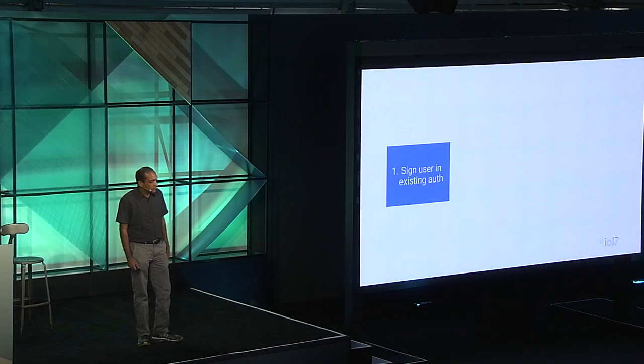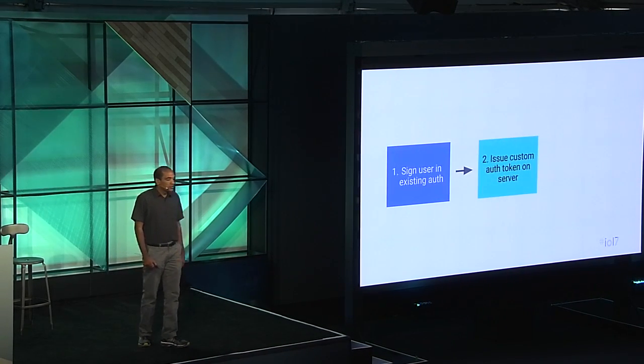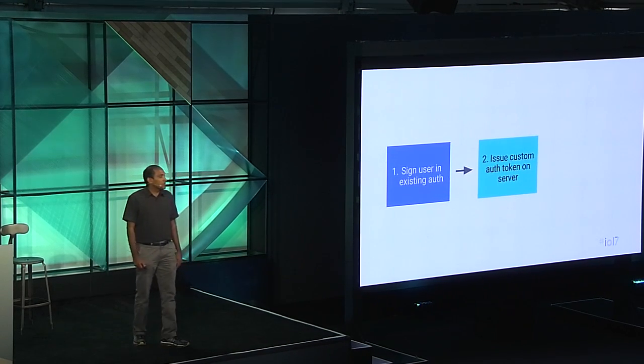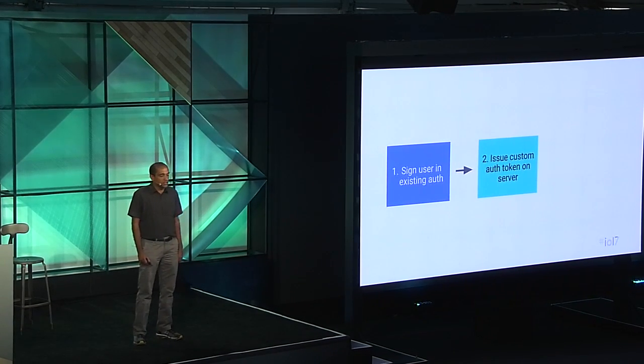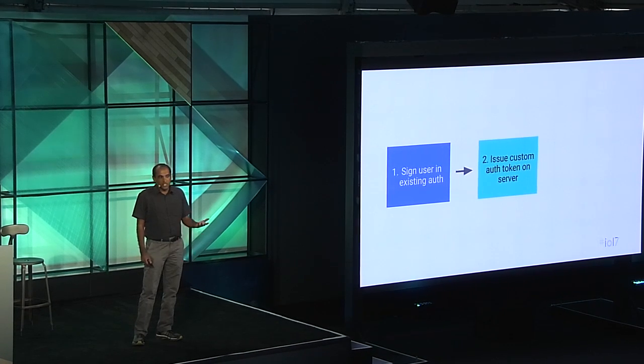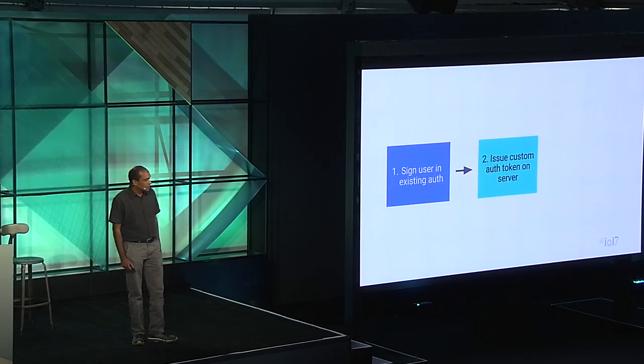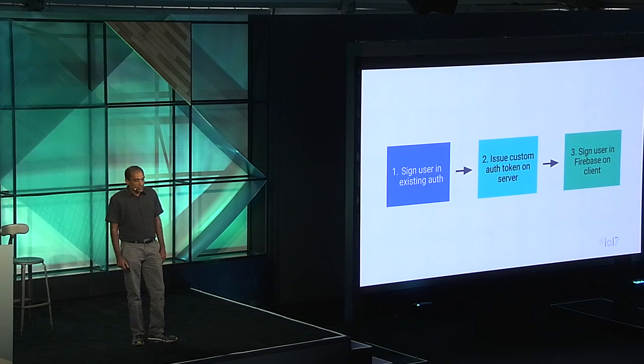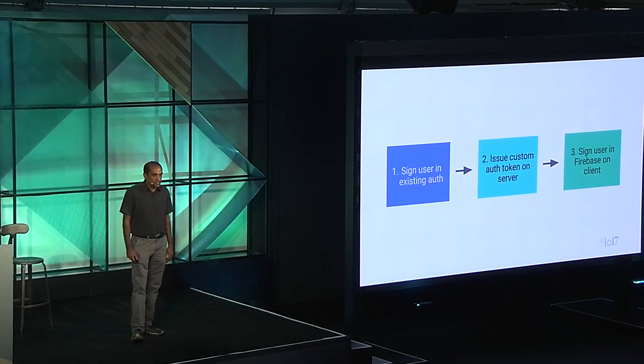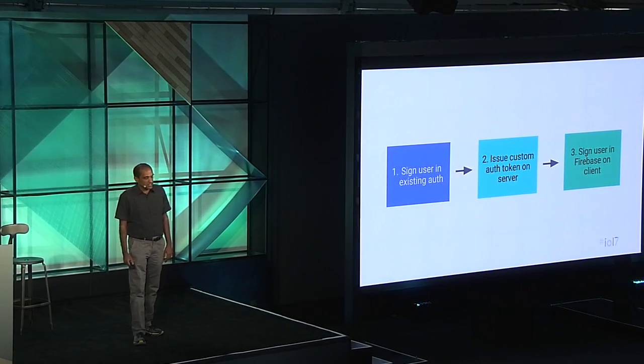Here are the detailed steps to link your existing users to Firebase. First, sign in your user via your existing mechanisms as usual to your app. Now that you know who your current user is, the next step is to issue a Firebase custom auth token in your server to represent the current user. And finally, use the token to sign in the user to Firebase using Firebase client SDKs.